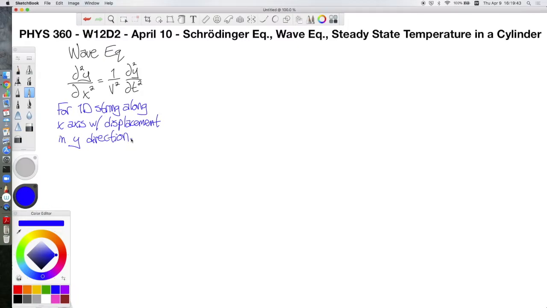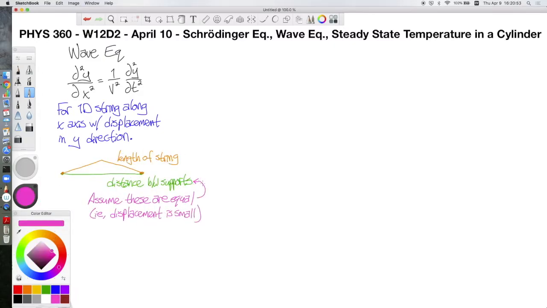Since the string is along the x-axis and the displacement is in the y direction, we're basically dealing with a transverse wave here. One important assumption we're making that you should be aware of is that the length of the string is equal to the distance between the supports. And the length of the string and the distance between the supports will be effectively equal when the displacements are small. So we're not dealing with large displacements from equilibrium here, and this will make our life a little bit easier later.